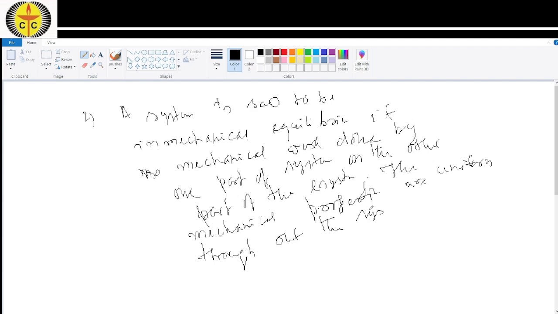Then chemical equilibrium. This much, we will start this next part in your next class.